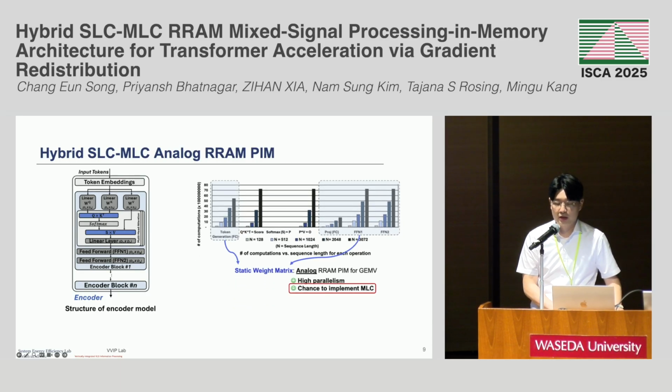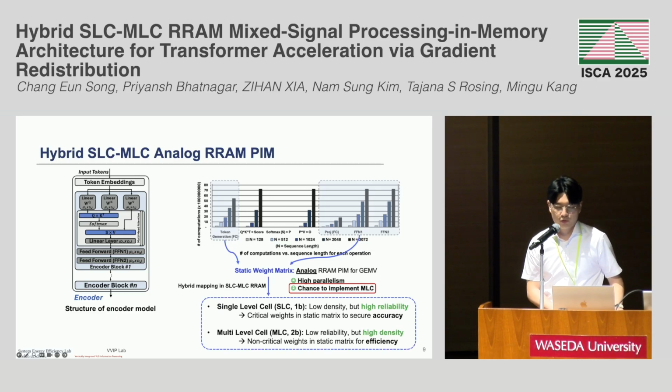So for the analog RRAM PIM, we can use the multi-level cell for storing some of the weight matrix. For example, for the critical weights in the static matrix, we store the weights in the single-level cell type to secure the accuracy, since it has higher reliability. On the other hand, for the non-critical weights, we store those weights in the multi-level cell to improve the area and energy efficiency, even though it has low reliability.